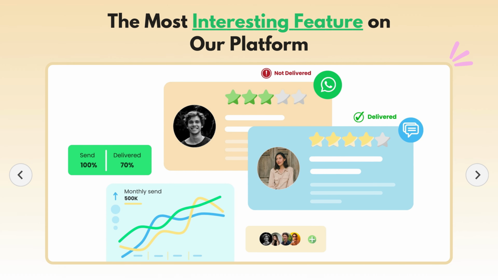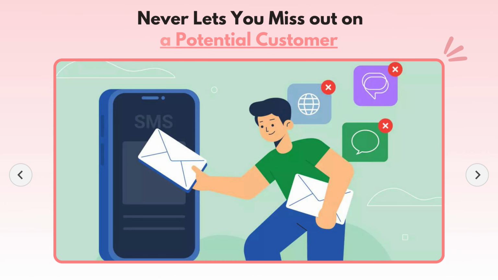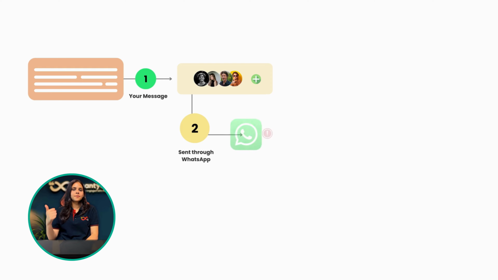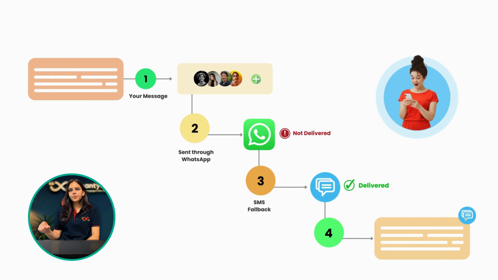Next up is the most interesting feature we have got on our platform, SMS fallback. We consider this as our USP, as it never lets you miss out on a potential customer. Because if by any chance your campaign doesn't reach them on WhatsApp, it will automatically be pushed via SMS through your own sender ID. This ensures you're backed up and none of your customers ever feel left out.